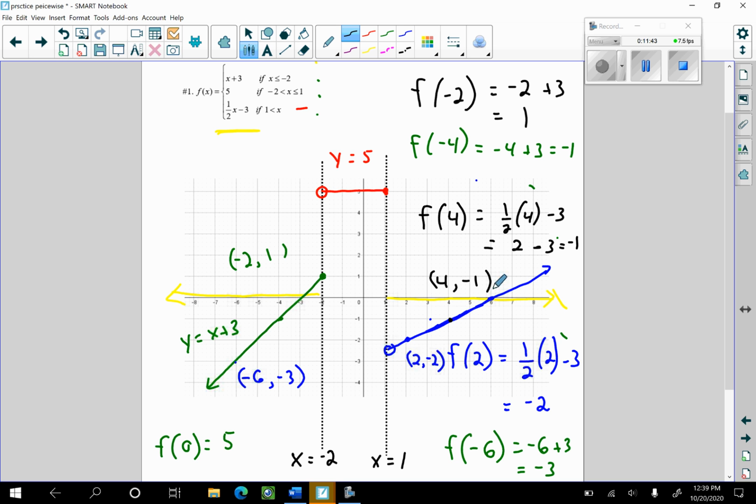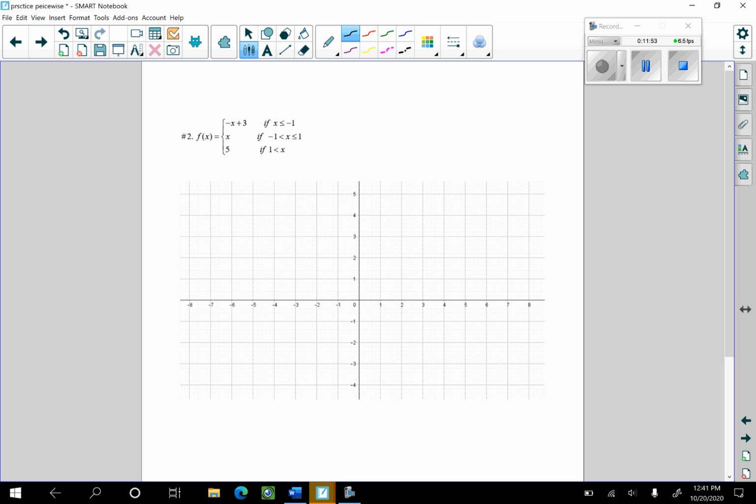Shall we do another example? So now we're going to do example 2. Let's switch to example 2, please. And example 2 is another piecewise function, and I want to graph this piecewise function. Create a grid on the lower half of your graph paper, please. I will pause the video as you make your coordinate axes.